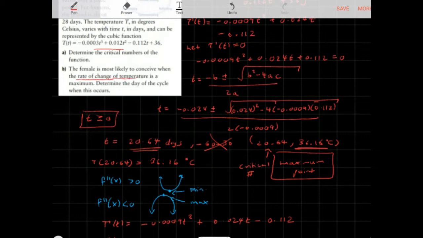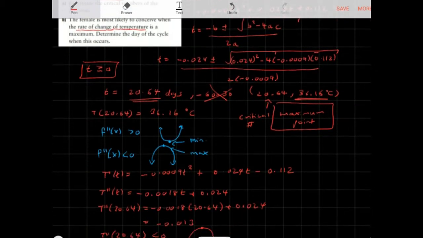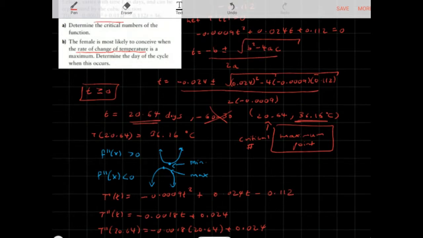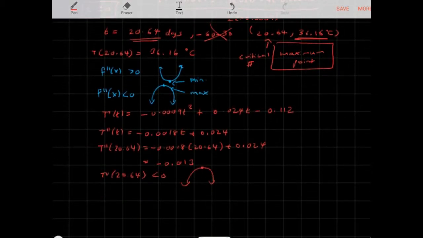Now for part B, the female is most likely to conceive when the rate of change of temperature is a maximum. Now when we're looking at rate of change of temperature, we need to find a maximum of the rate of change. So we need to first look at our rate of change function, T prime of t. Determine the day of the cycle when this occurs.